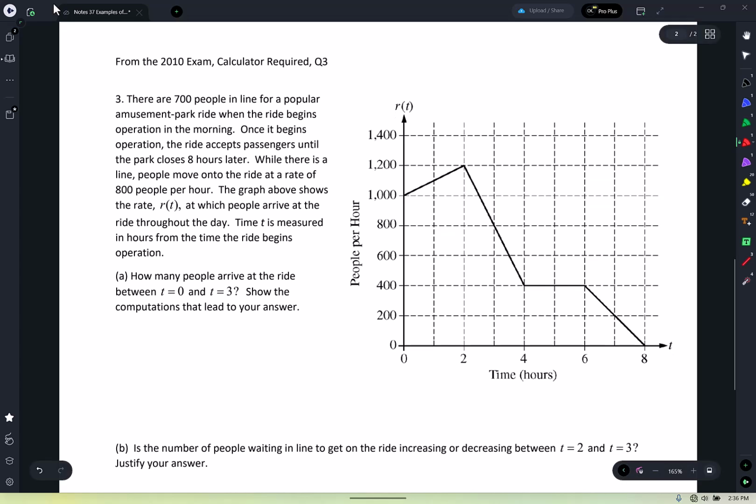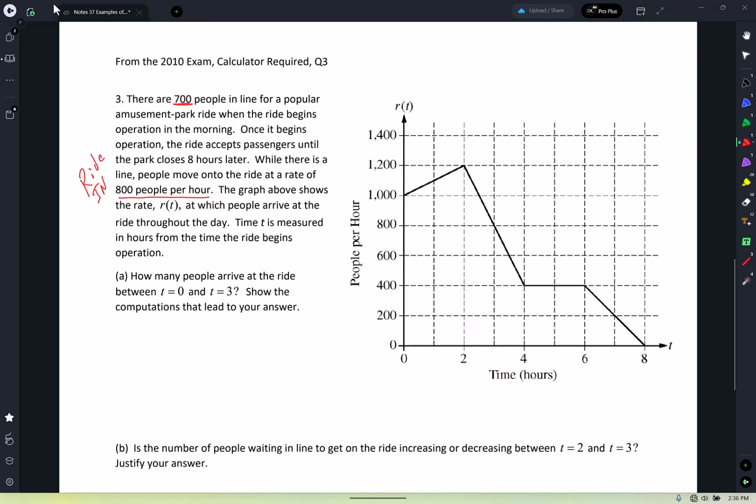There are 700 people in line for a popular amusement park when the ride begins operation in the morning. Okay, so there's 700 people in line. Once it begins operation, the ride accepts passengers until the park closes 8 hours later. Okay, that makes sense. So they start operating, they start letting people in, and then 8 hours later. While there is a line, people move onto the ride at a rate of 800 people per hour. Okay, so this is how many people get in the ride. I'm going to put ride in and ride out.